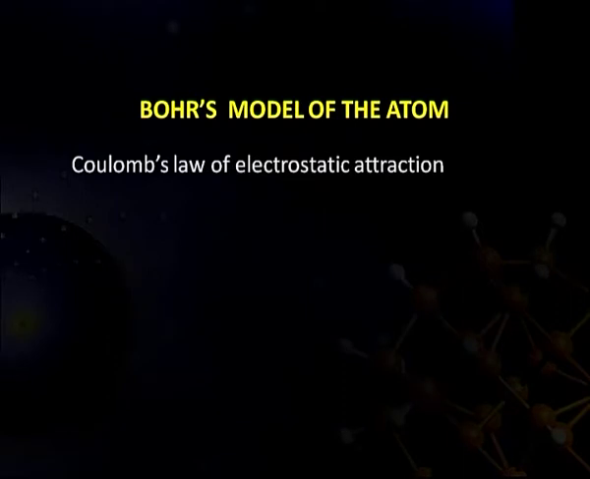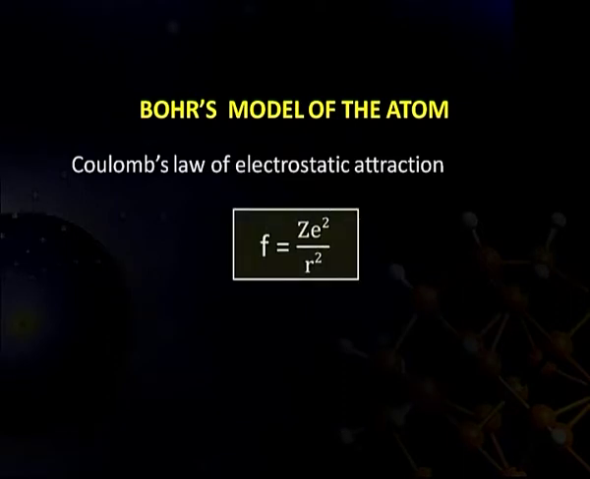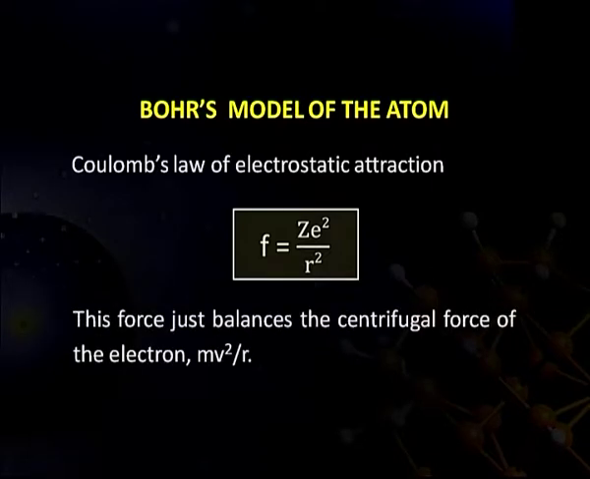In Bohr's model of the atom, the force of attraction F between the electron of mass m and charge e, and the proton of charge Ze, where Z is the atomic number and e is the charge of a proton, can be given by Coulomb's law of electrostatic attraction, F is equal to Ze square upon r square. This force just balances the centrifugal force of the electron, that is mv square upon r.